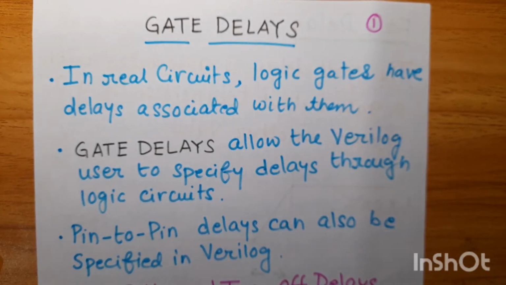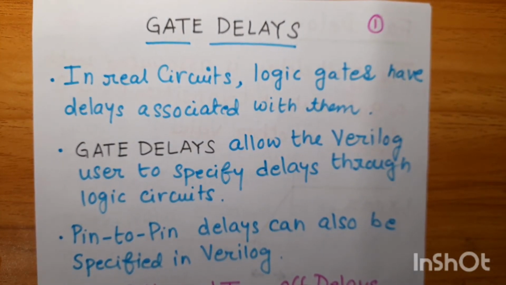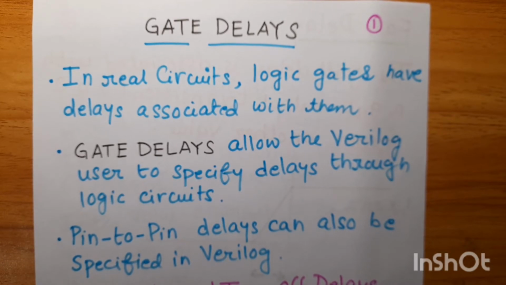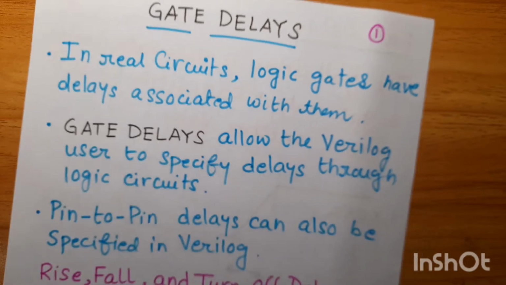Delays. In a real circuit, logic gates have delays associated with them. Gate delays allow the Verilog user to specify the delays through the logic gate, meaning through the Verilog code we specify the delays. Otherwise, it will take the default value specified in the IEEE Verilog standard. So, externally, we have the provision available in Verilog to specify the gate delays.